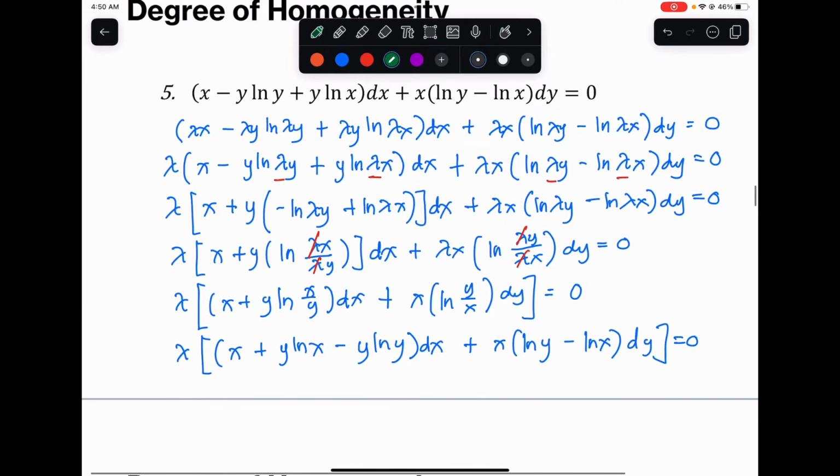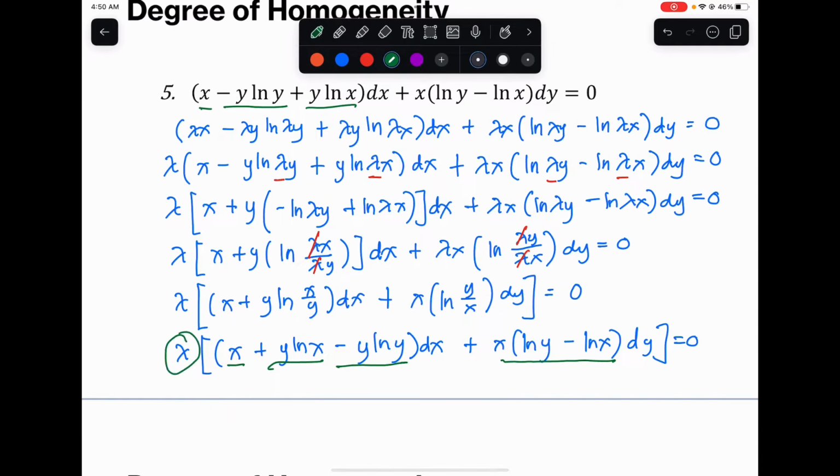So what can we see? So this is x, negative y ln y, and positive y ln x, then x ln y minus ln x dy, which is the original equation free from lambda. Because lambda is outside, we were able to factor out lambda, whose degree of homogeneity will be equal to 1. Okay, so still this equation is homogeneous with degree of homogeneity equal to 1.